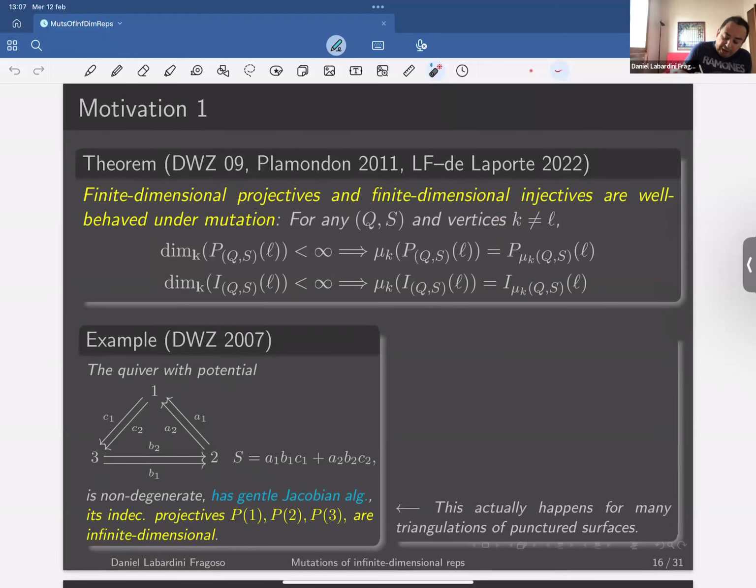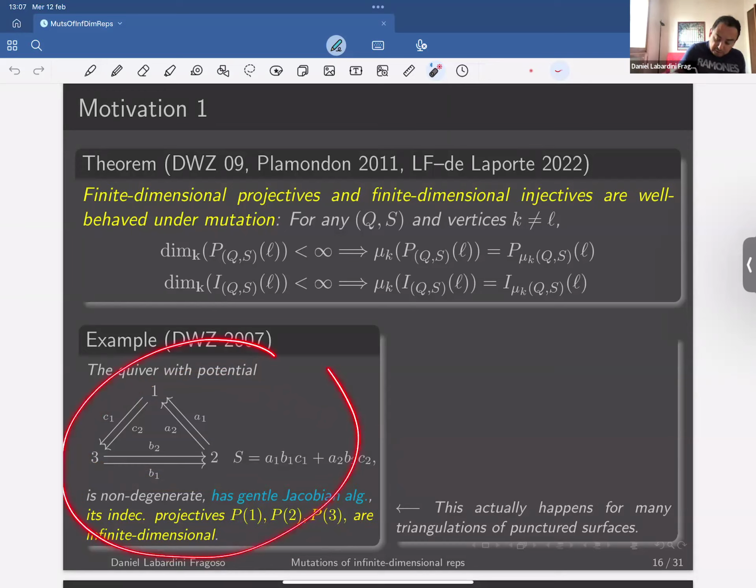But now there are nice quivers with potential, and by nice I mean, for instance, non-degenerate in the sense of Derksen, Weyman, and Zelevinsky, and hence good for cluster algebra purposes, whose projectives are infinite dimensional. And Derksen, Weyman, and Zelevinsky don't tell us how one can mutate them.